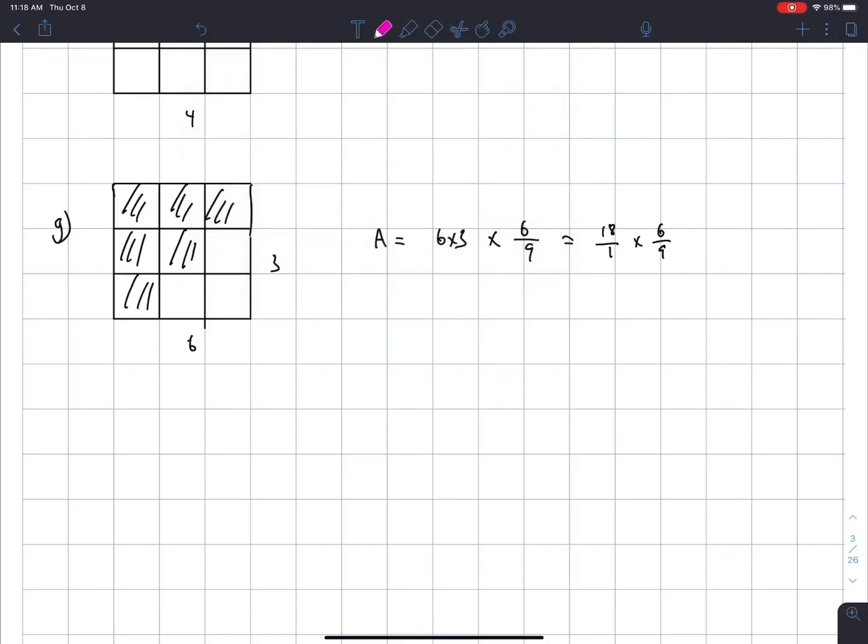I can divide the 9 by 9 to get 1. Divide 18 by 9 to get 2. So 2 times 6 is 12 for the numerator. Denominator 1 times 1 is 1. So my final answer is just 12.